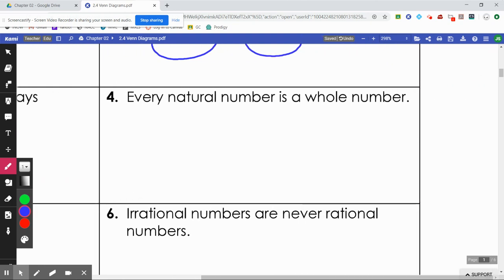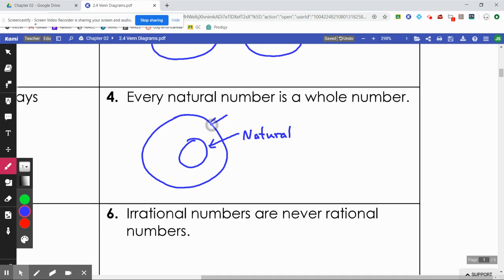Next set, every natural number. And anytime you see that every something is also something else, that's going to be a set within a set. So every natural number is a whole number. So these are all the natural numbers, and every one of them is a whole number. So the set of whole numbers will contain inside of it all the natural numbers as well.